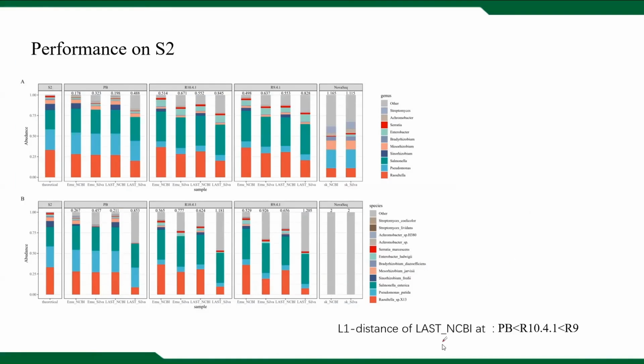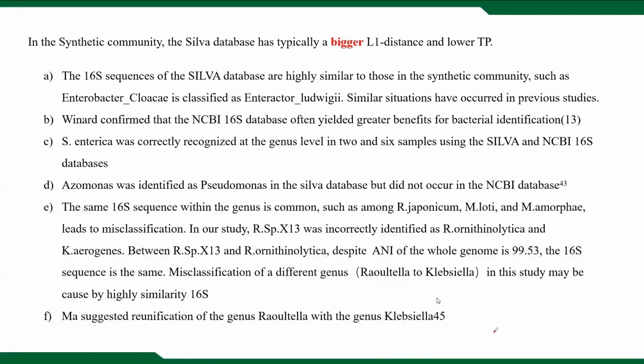The L1 distance obtained from the NCBI database is smaller than the distance obtained from the Silva database. The L1 distance obtained by the LAST NCBI method is PacBio less than R10 less than R9. So we think that the NCBI database is more suitable for the complex communities in this study. We found that in the synthetic community, the Silva database has a bigger L1 distance and lower true positive.